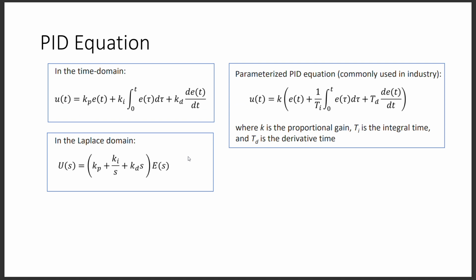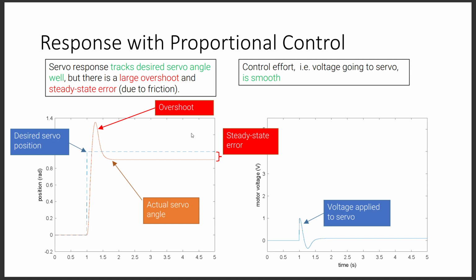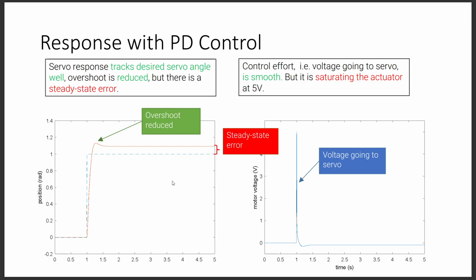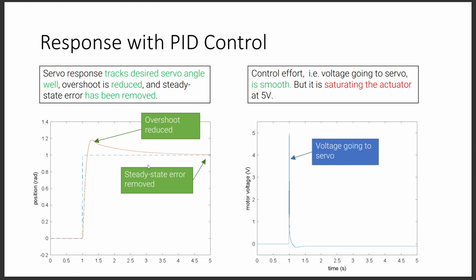Okay, now if we use all of these terms together, we are going to have a PID controller. So a PID controller is when we have proportional, integral, and derivative terms. So we had this response with proportional control. With PD control, we got this. We had steady state error and a spike here. PID control is the best of two worlds. It has PD and PI. It removes the steady state error. It reduces the overshoot. And it has the behavior we want.